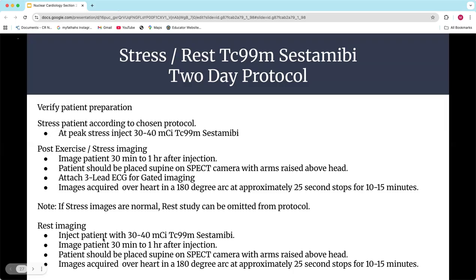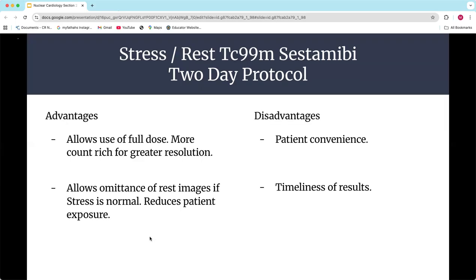And then the next day they would come, same thing, inject 30 to 40 millicuries and do the same imaging. So in these ones you have similar dosing. The dosing is the same on the rest and the stress, and you would do the same imaging. Now, advantages of this are that it allows that full 30 to 40 millicuries to be used. I know a lot of you in your clinical sites are probably using a little bit less than that, probably because you have a camera that has some awesome crystals or however they've designed it. But still, this protocol allowed the full dose to be used, and that's going to give you greater resolution, greater counts, and a better picture.